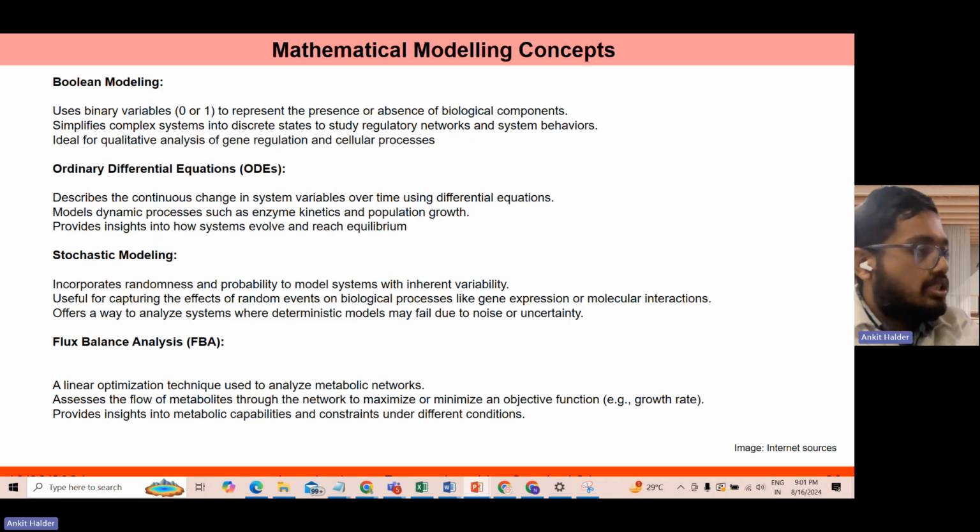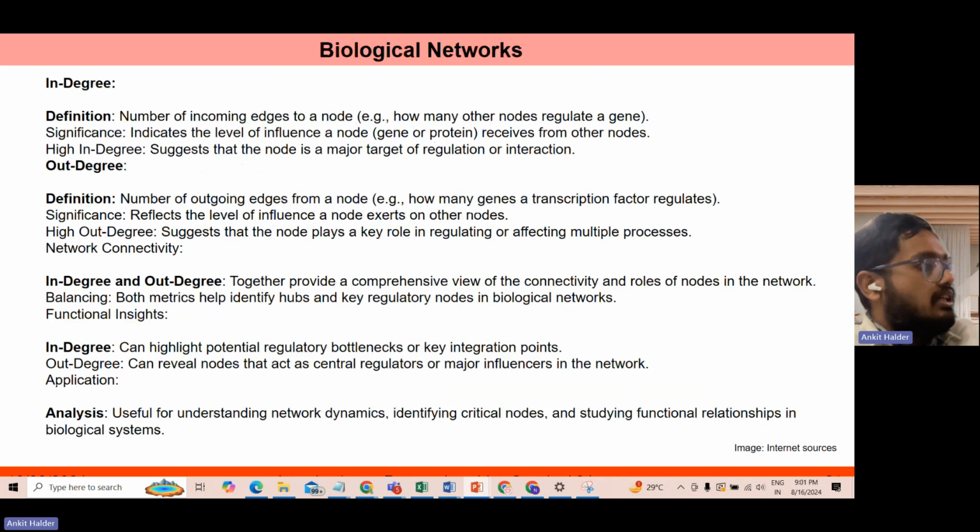Flux balance analysis is used to maximize or minimize an objective function, for example growth rate. So how much energy, how many molecules are required if you want to maximize the growth rate. It provides insights into metabolic capabilities and constraints.